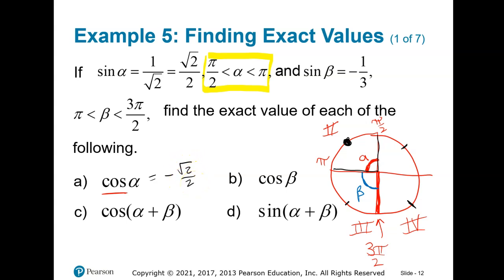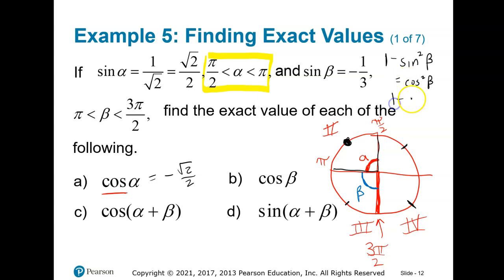Right, the cosine of beta, we can't just, it's the negative 1/3, that is not a special angle for sine. So I'm going to need to use that Pythagorean identity for cosine. 1 minus sine squared beta. That's what cosine squared beta is.